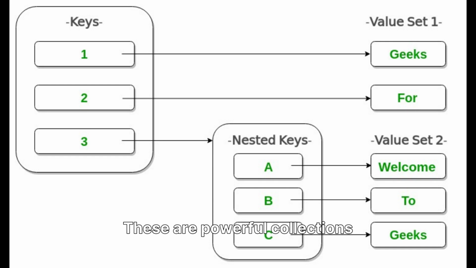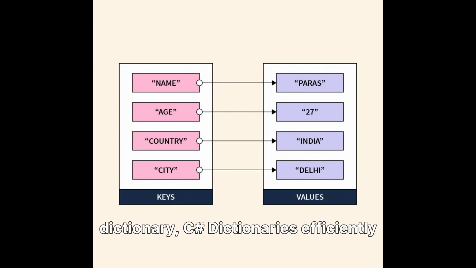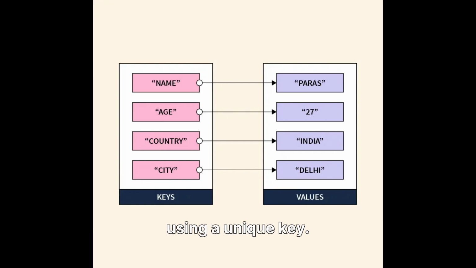These are powerful collections designed to store and manage key-value pairs. They provide a structured way to associate a unique key with a specific value, offering efficient data retrieval based on these keys. Just like a physical dictionary, C# dictionaries efficiently store and retrieve values using a unique key. Each key acts as a direct address to its corresponding value, enabling rapid access to specific data points without sequential searching.